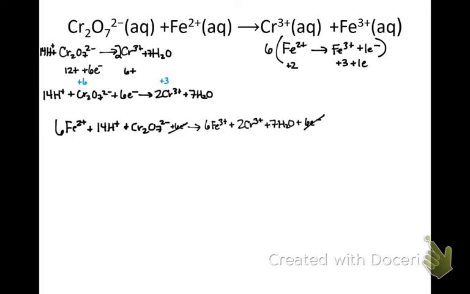And then we can rewrite that one more time to make it extra pretty. 6 iron 2 pluses plus, and I'm going to put the chromium in front just because the H pluses are sort of less important. But remember, it doesn't really matter. Goes to 6 iron 3 plus, 2 chromium 3 plus.